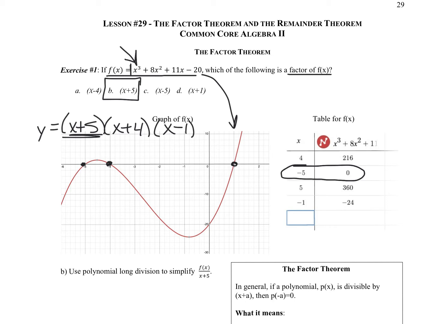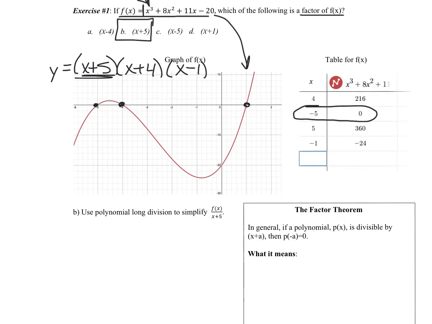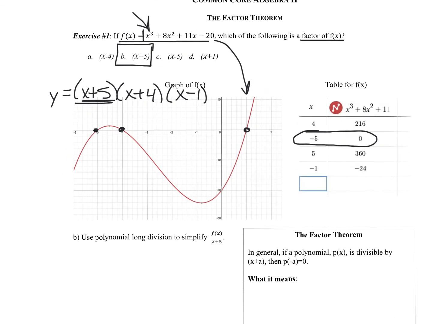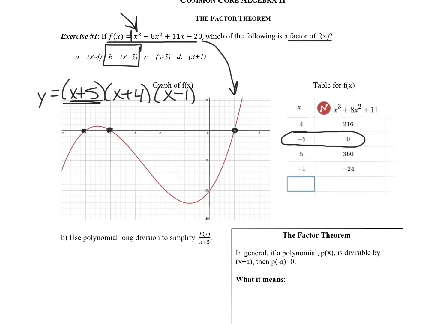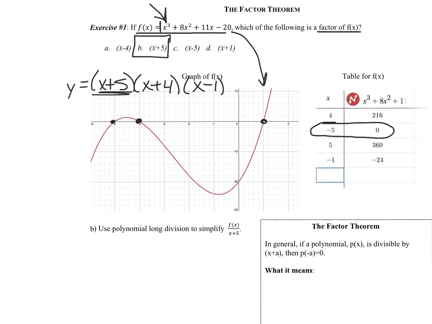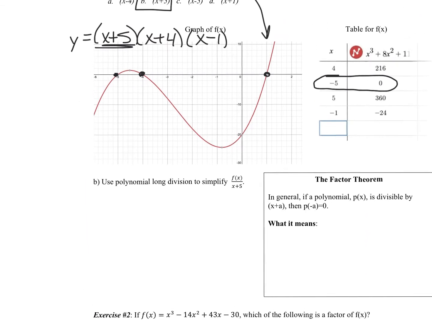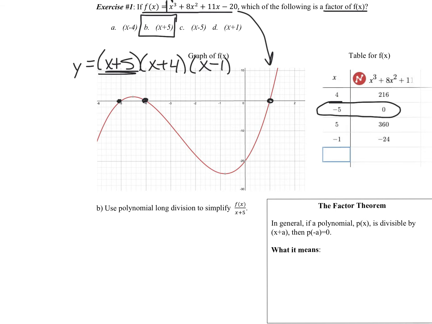Now we're just going to check, well, does it work with polynomial long division too? So here I'm going to do f of x, which is my function up here, and I am going to divide it by x plus 5, and we'll see what happens. So let me just move this up a little more. I still want to be able to see my equation, so I can write it down. So I have f of x is x cubed plus 8x squared plus 11x minus 20, and we're going to divide that by x plus 5.